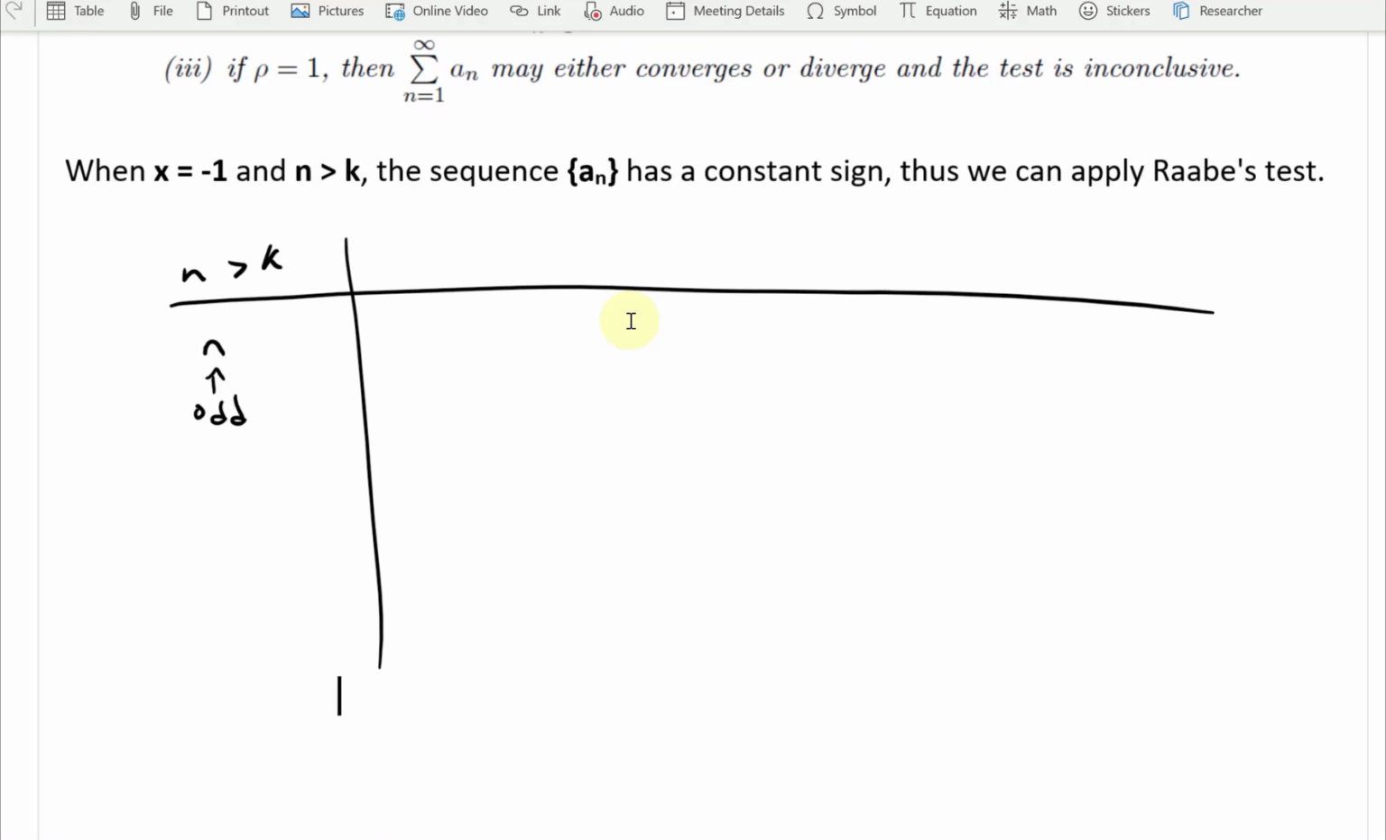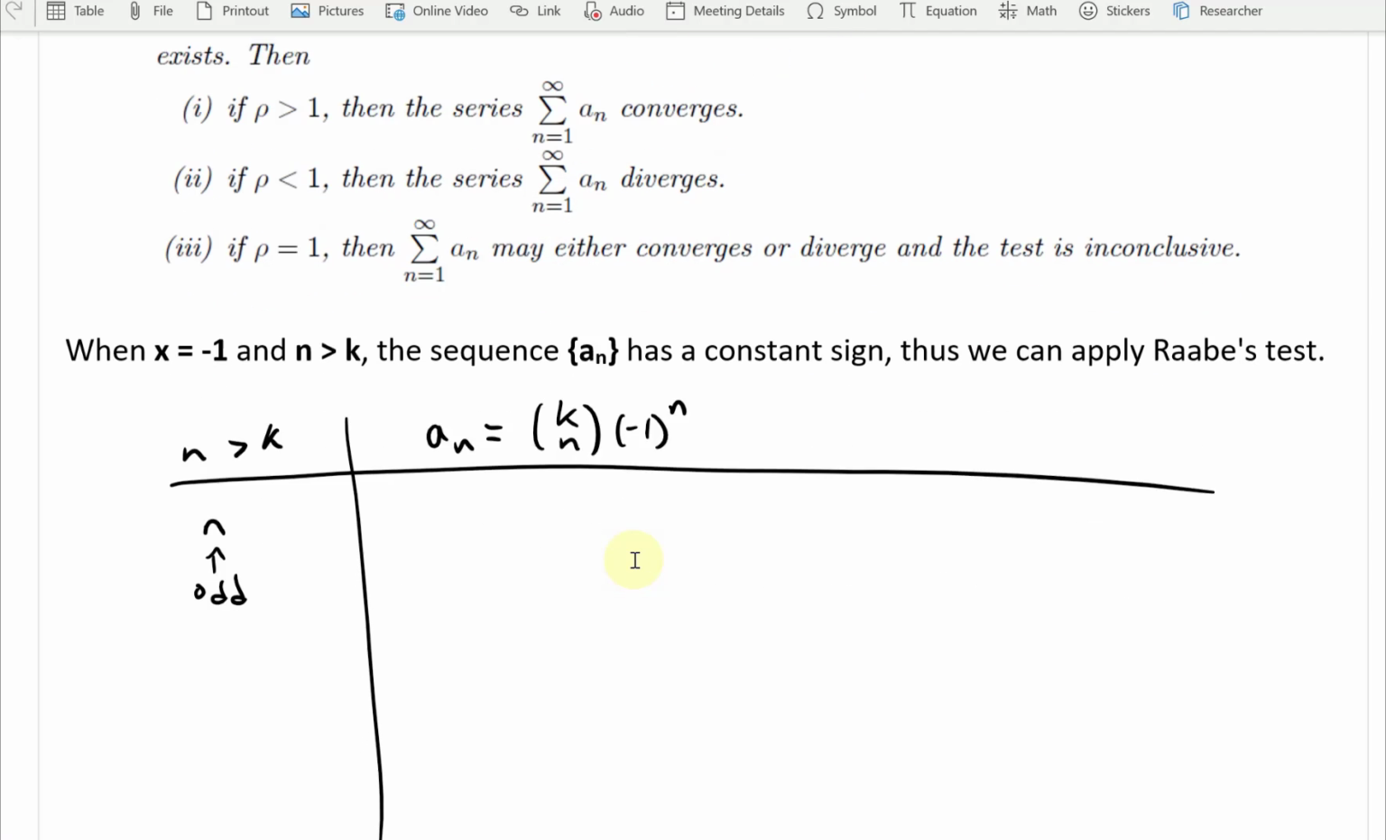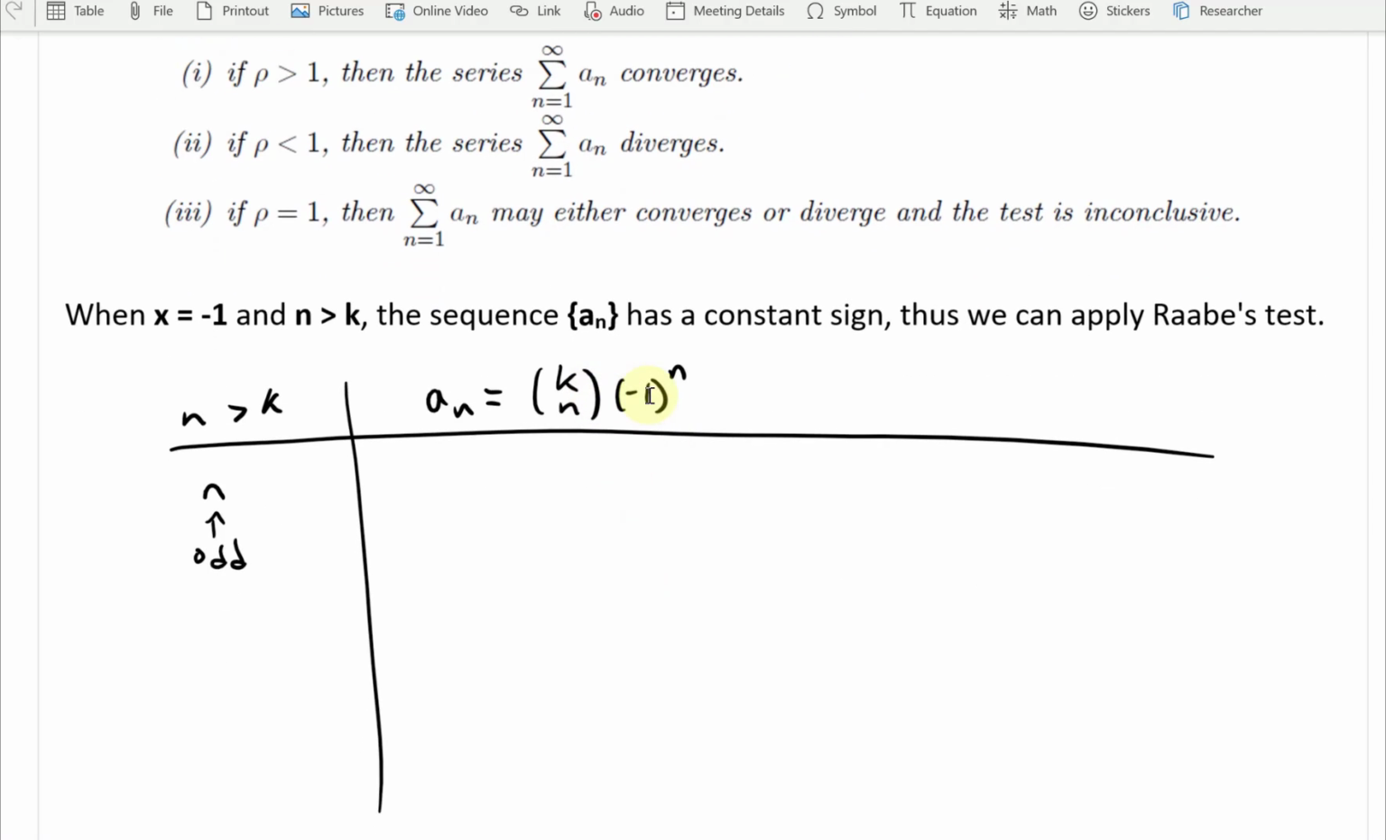So if n is odd, let's say we have our terms a_n, which equals k choose n times x to the power of n, which in our case is negative 1 to the power of n. Remember, this negative 1 term is going to be alternating. Then we have 1 over n factorial times k, then k minus 1, and then dot dot dot all the way to k minus n plus 1.